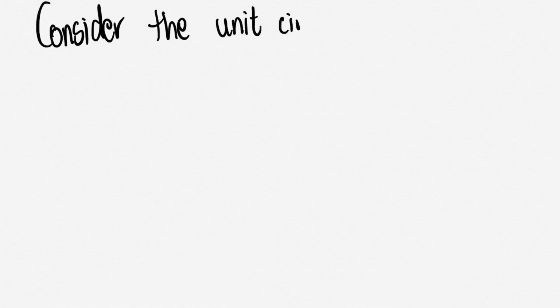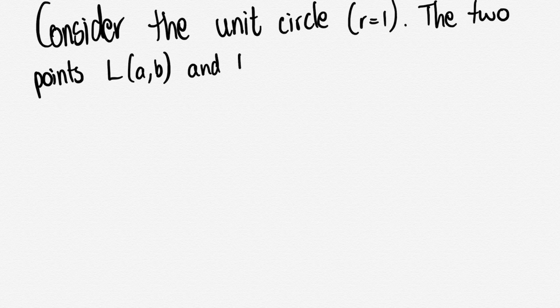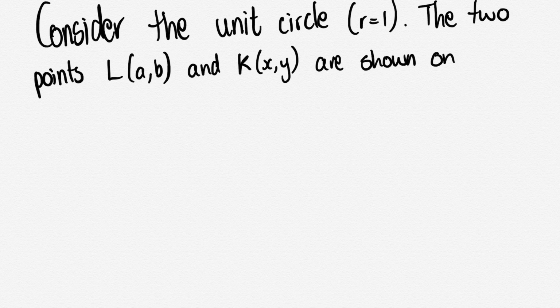Let's do a quick problem over here. Well, it's not really a problem, it's more a way of explaining trigonometry. So let's consider the unit circle. The unit circle has a radius of 1. And the points are L, where we have our x value being A and our y value being B, and then we've got the point K with x and y. And these 2 points are shown on the circle.